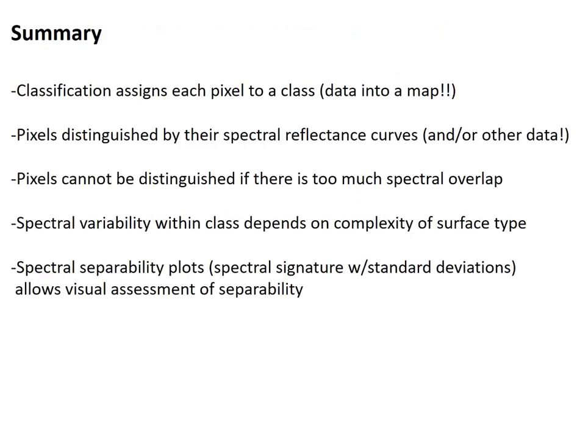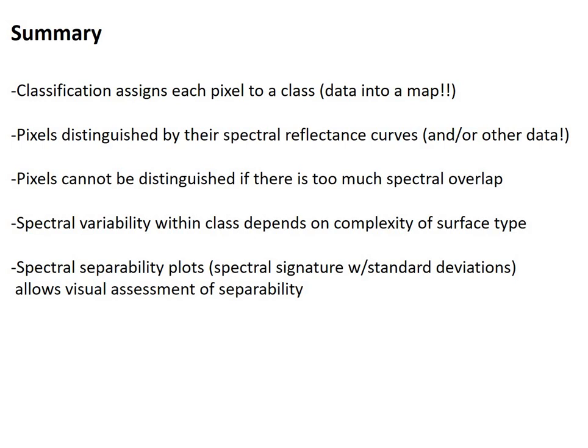So in summary, classification assigns each pixel to a class. Essentially, we're going from data into a map, right? A usable map. Pixels are distinguished by their spectral reflectance curves, but you can also use other data. You can bring in lots and lots of data into a classification algorithm. Pixels cannot be distinguished if there's too much spectral overlap. Essentially, if the input data or the training data is not unique between two classes, then they can't be separated.